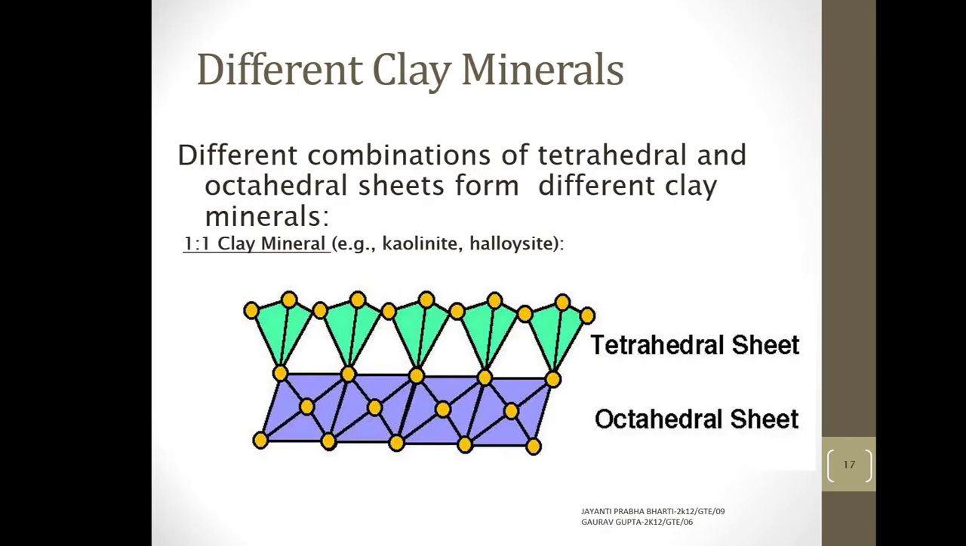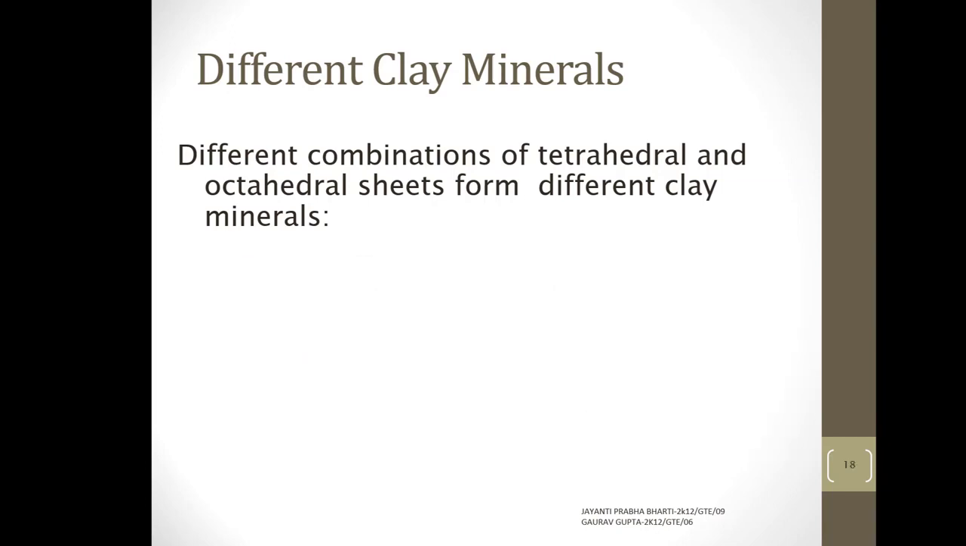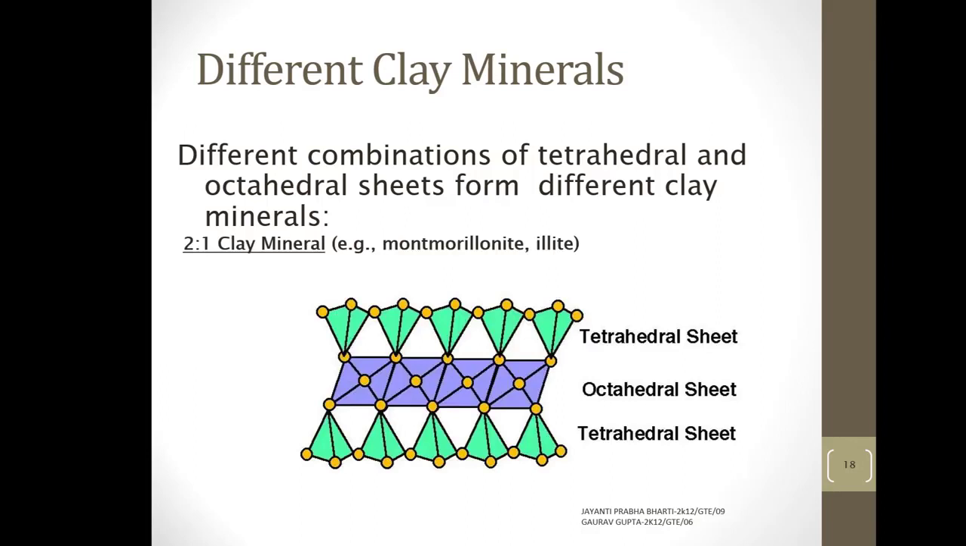So in a 1-to-1 clay mineral, they have one sheet that's tetrahedral and one sheet that's octahedral. So 1-to-1. And with the 2-to-1, these are going to be different combinations, and because there's enough space between these things, there's space for cation exchange capacity to happen.